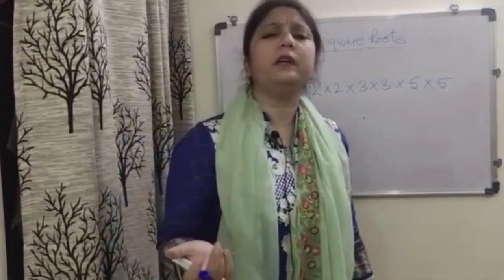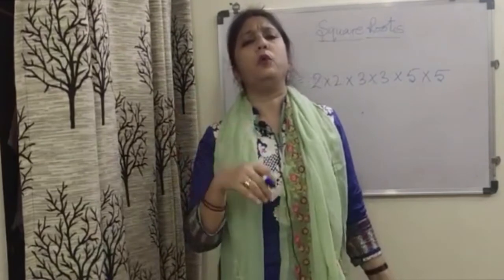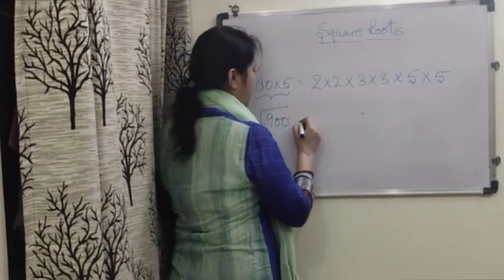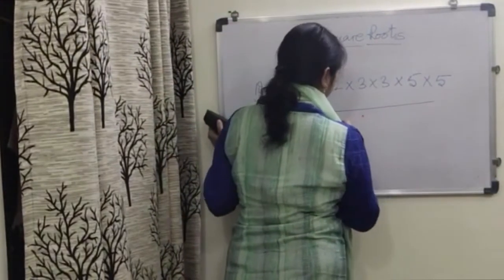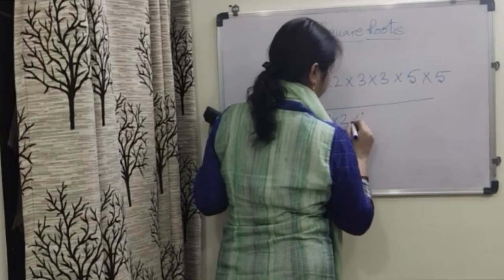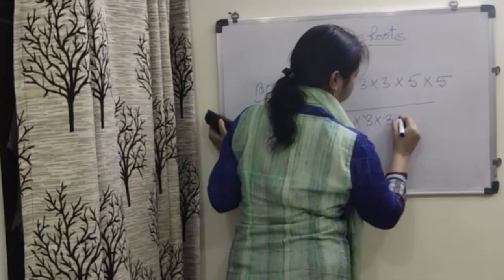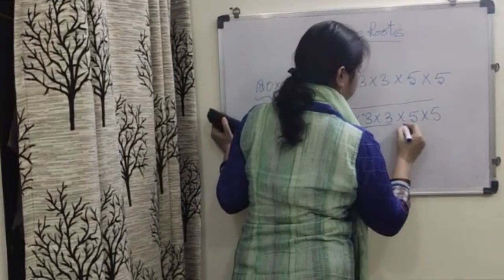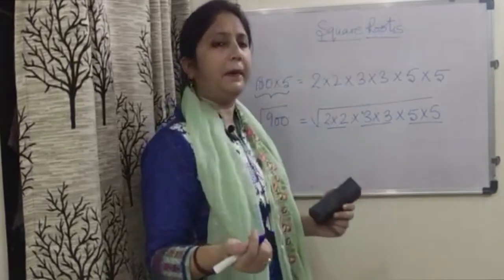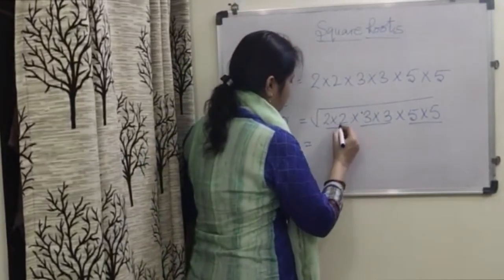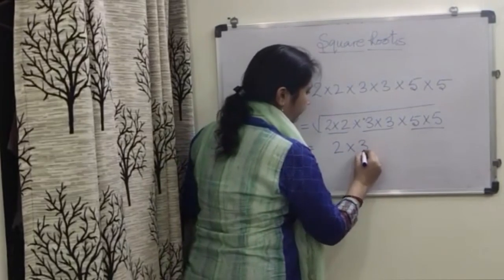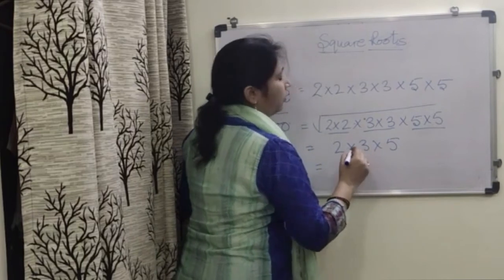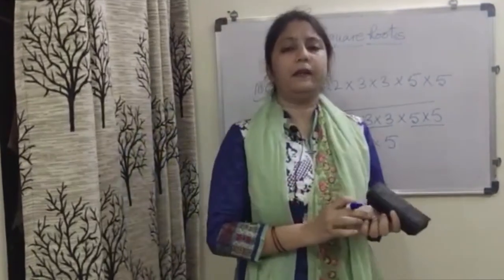Now if in addition it is asked that you find the square root of the number obtained, very easy. You introduce the square root sign on both the sides. Fine. Now make pairs of like factors, and you can see all the pairs are complete. So pull out one factor from each pair. The answer is 30. So, square root of the new number obtained is 30.